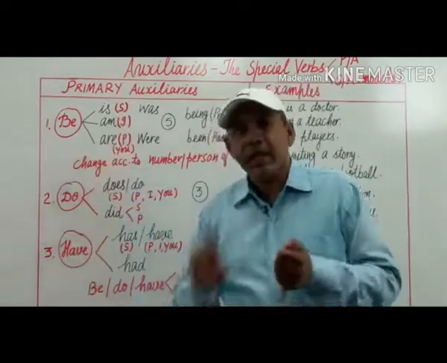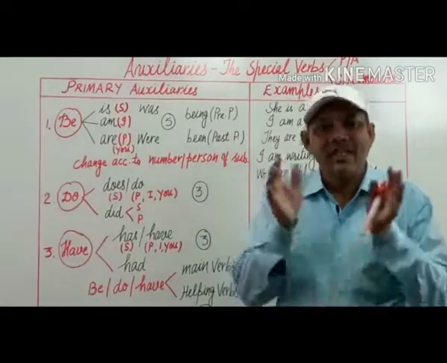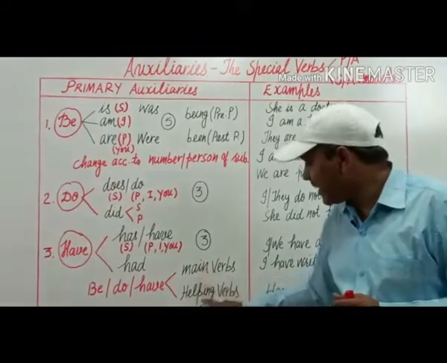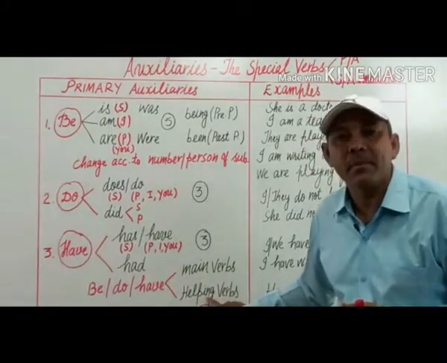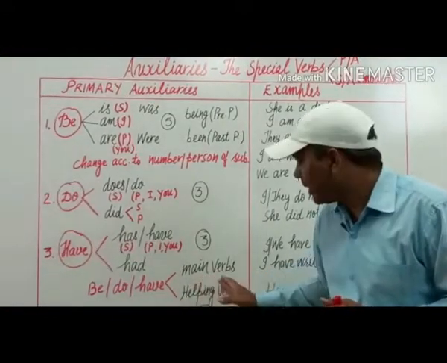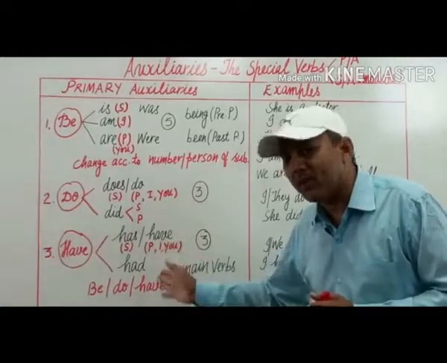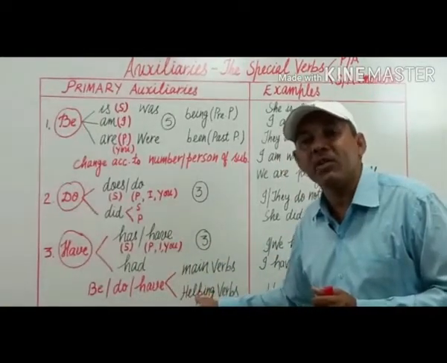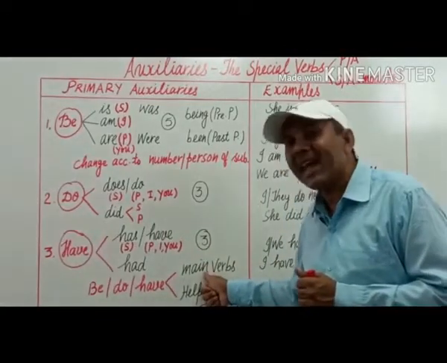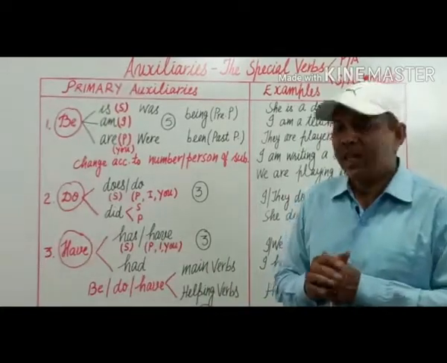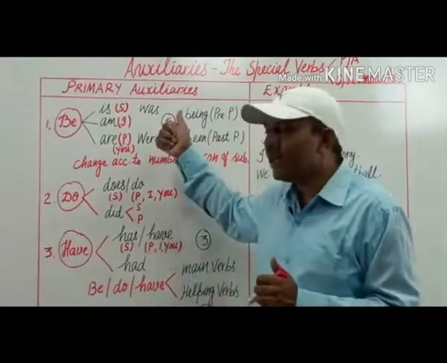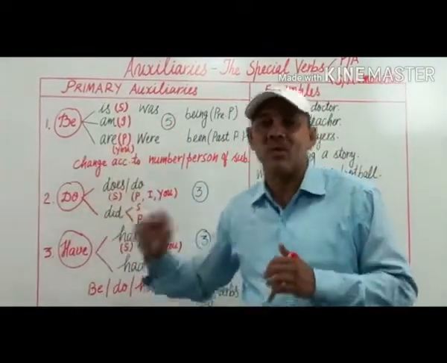They are used in two different forms. In some sentences, they are used as main verbs, and in some sentences, they are used as helping verbs. When they are used as helping verbs, they are placed before a main verb to help the main verb in the sentence. But in some sentences, they act as main verbs. Now, let us discuss the different types and forms of primary auxiliaries be, do, have.